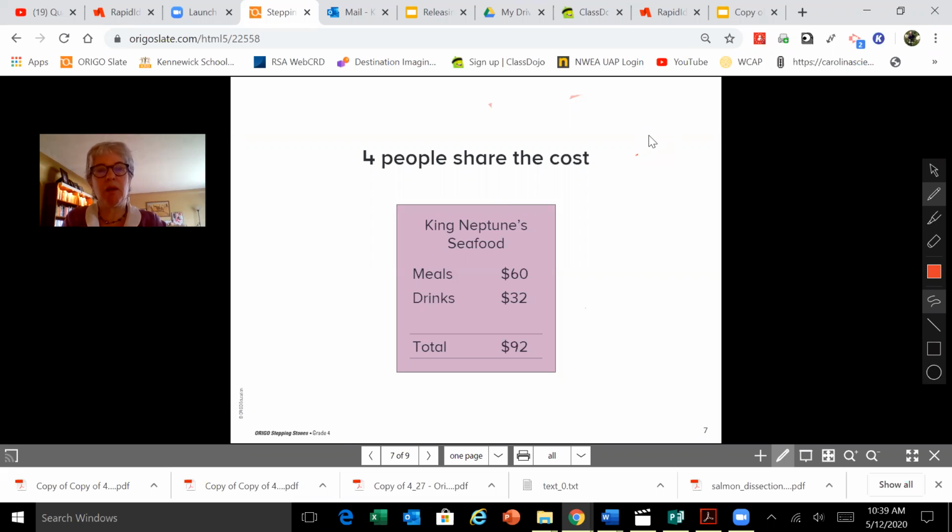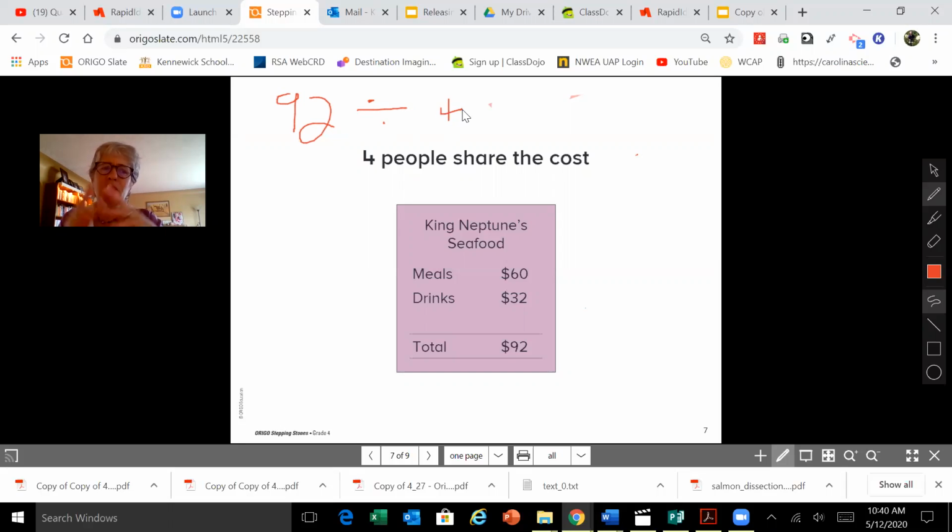I've got basically a menu where we've got King Neptune seafood, and we see that we had some meals and drinks, and the total cost $92. And we're going to divide this among 4 people because it says 4 people share the cost. So the first way I'm going to be thinking about doing this is, well, first of all, we have our division: 92 divided by 4. Okay, so that's our problem.